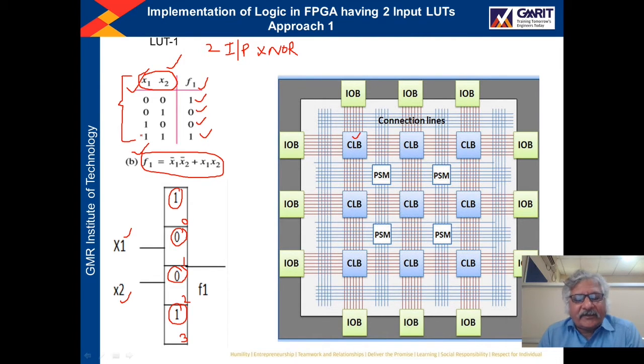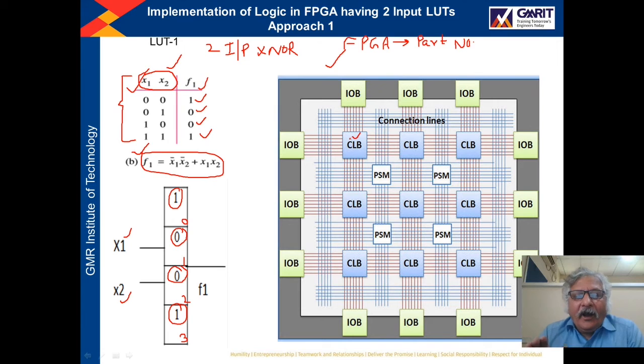During the synthesis, we have to mention the target technology. At that time we will mention that we want to implement our design in FPGA. And in which FPGA? We will give the part number of the FPGA, the IC number of that FPGA. So let us assume that during the synthesis we have mentioned the part number of the FPGA whose internal architecture is this, where the CLB contains a 2 input LUT.